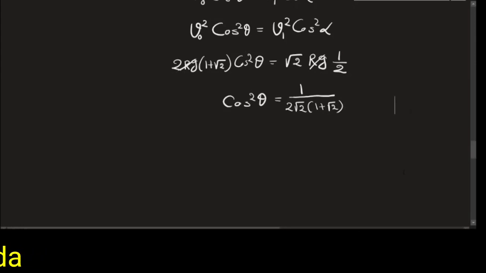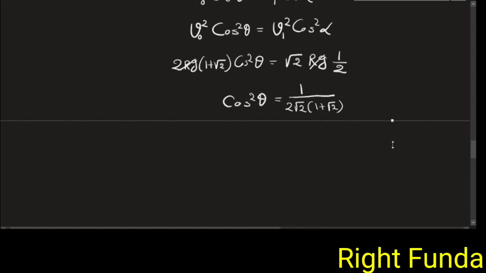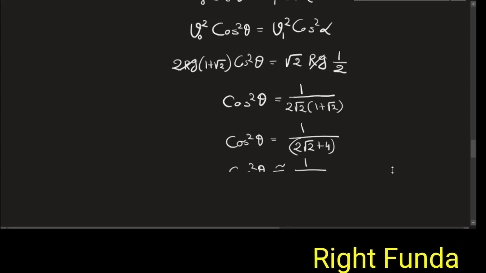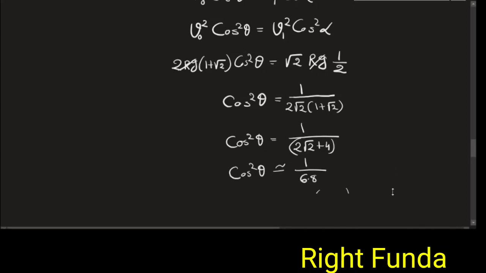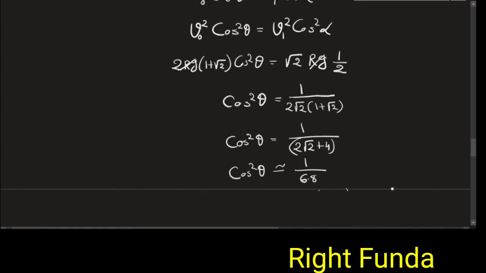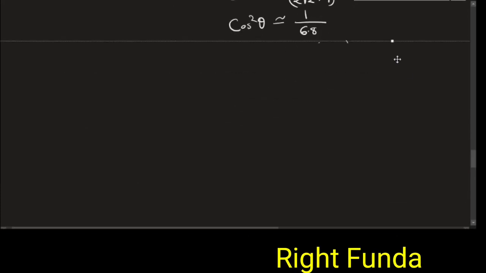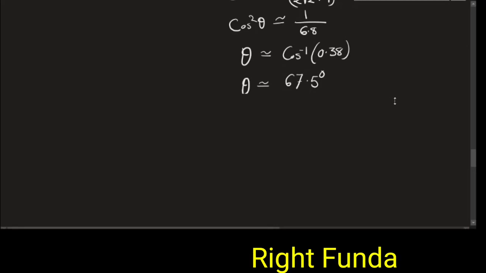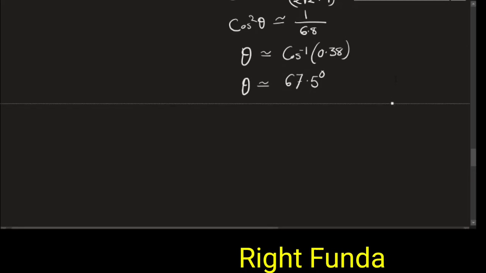So if I substitute the values, then we can roughly calculate cos square theta equal to 2 root 2 plus 4 over 2 root 2, which is equal to about 2.8 and 6.8 around, and taking the square root of cos square theta and taking the inverse function, theta will come out roughly equal to 0.38, equal to 67.5 degrees.